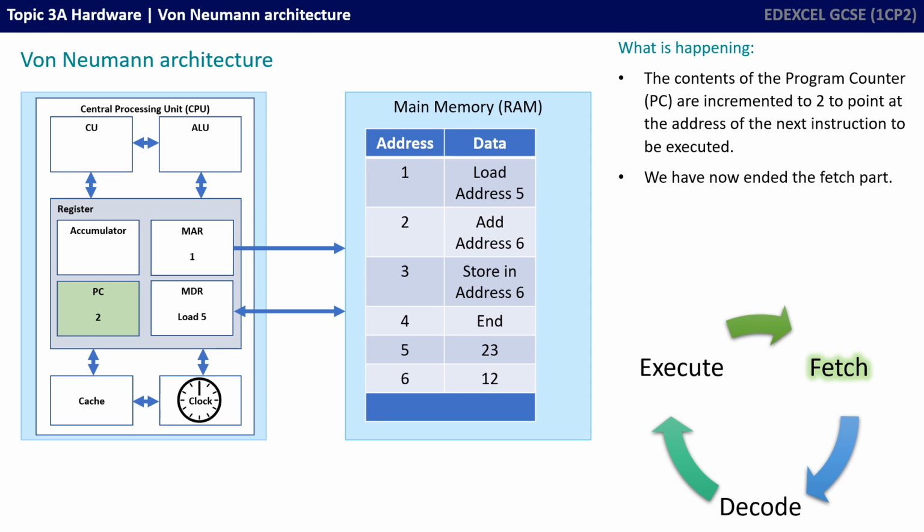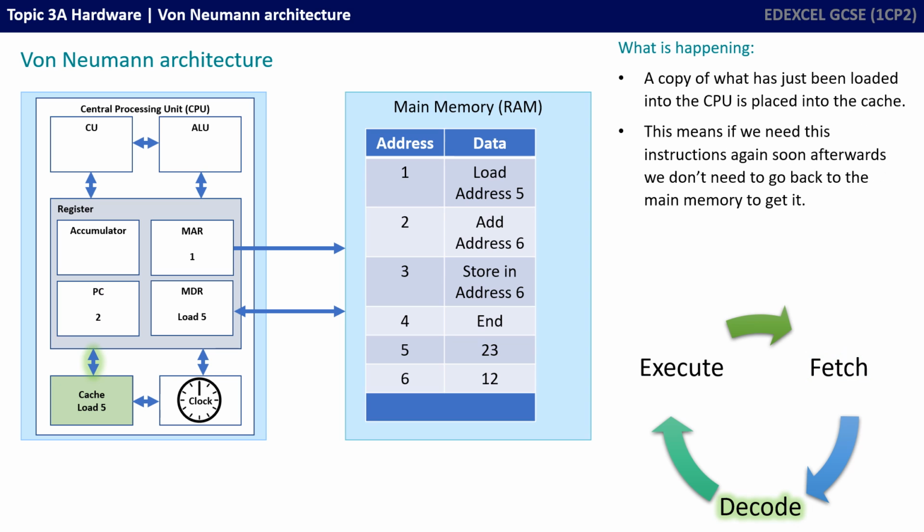The contents of the program counter are incremented to 2 to point at the address of the next instruction, and we've now ended fetch. Now we're on decode. The first thing we do is take a copy of what's just been loaded into the CPU and place it into the cache. This means if we need this instruction again soon afterwards, we don't need to go back to main memory to get it.